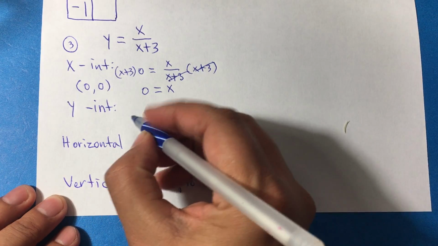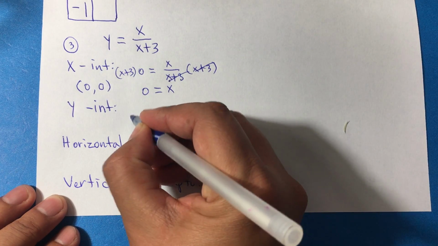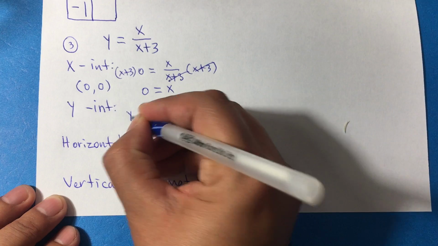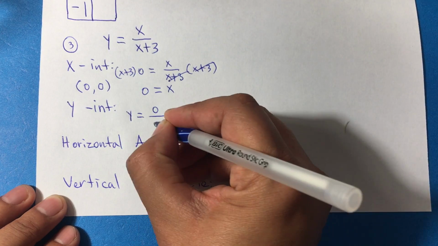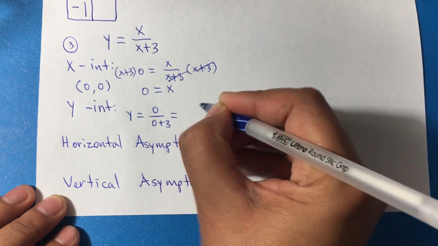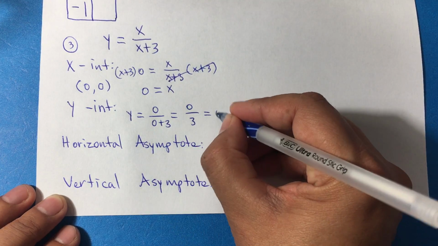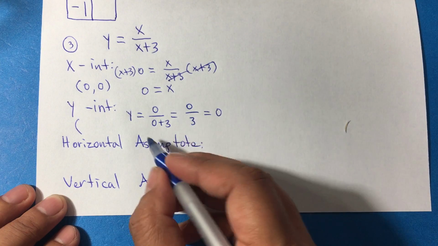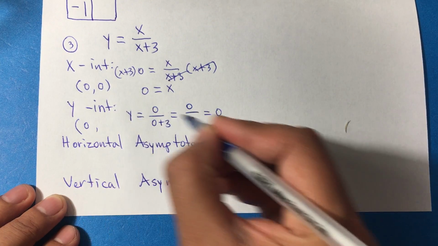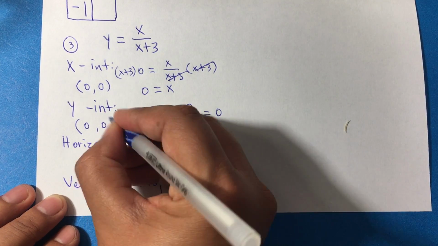Now for the y-intercept, x equals 0, so y equals 0 divided by 0 plus 3. 0 plus 3 is 3, and 0 divided by 3 is 0. So again, I replaced x with 0, and the answer for y was 0.